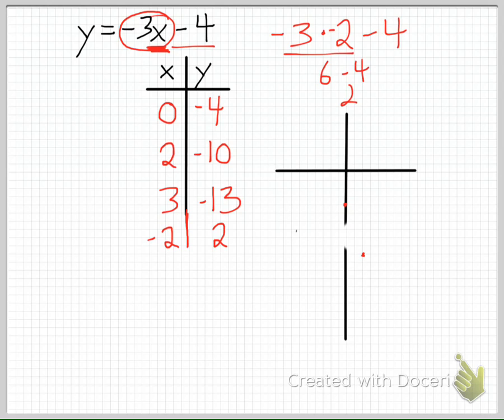I have a random red dot. Ooh, I forgot that. We'll do that. All right, and then I need 3, -13. So it goes 3 and then down to -13. And then I also added -2, 2, so to the left 2 and up 2 gives me this.